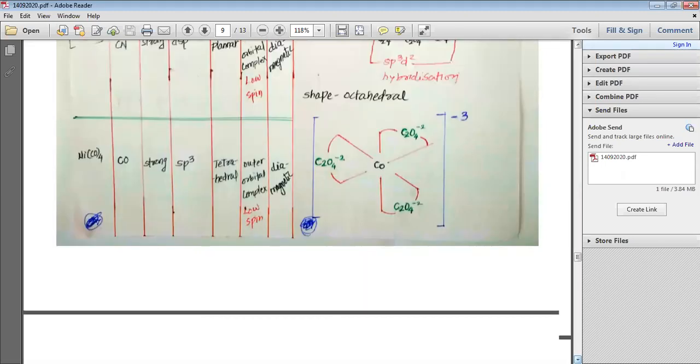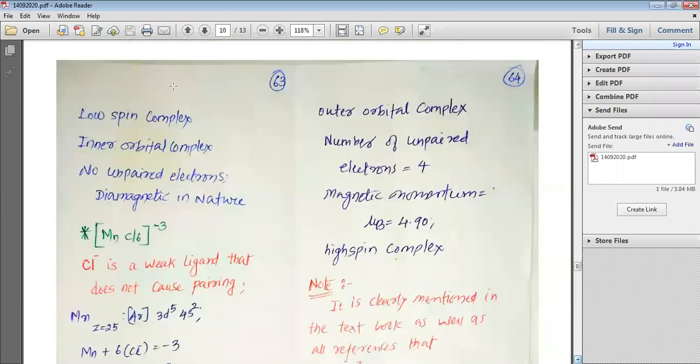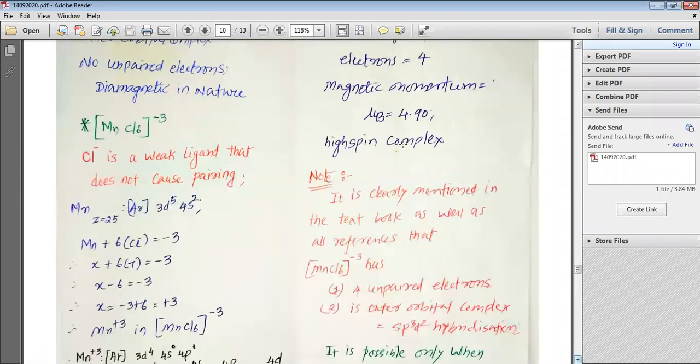So this is how you can see the shape. I have even explained, you can see here, my dear students, that each oxalate ion makes 2 coordinations with the cobalt. This is also called chelate formation, and this chelate formation gives more stability. This complex is a low spin complex because oxalate ion is a strong ligand which causes pairing. It is an inner orbital complex and no unpaired electron is seen in this. As there is no unpaired electron, it is diamagnetic in nature.